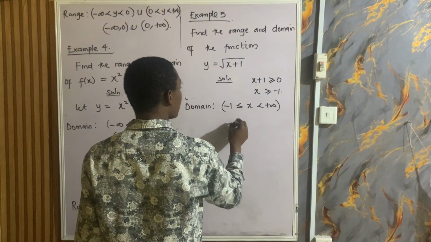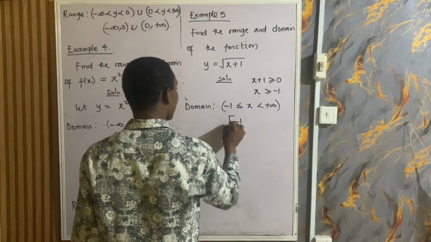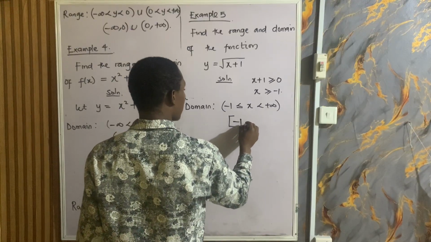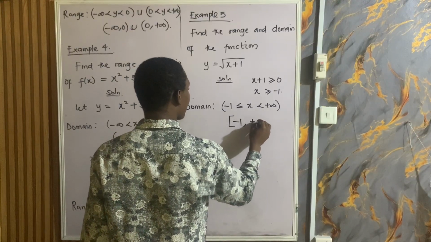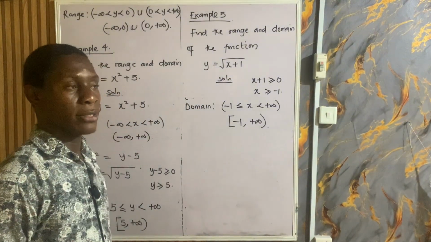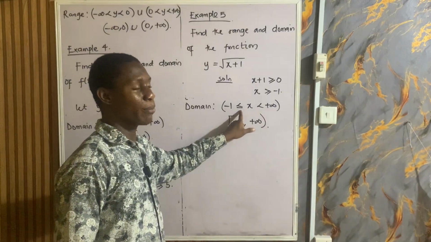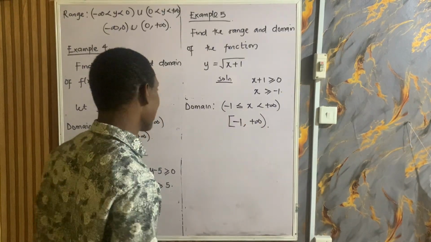So this should be minus 1 inclusive and then positive infinity with a bracket. That is how we write it. So why do we put this bracket here? Remember that there's a less than or equal to here, so it does not matter.